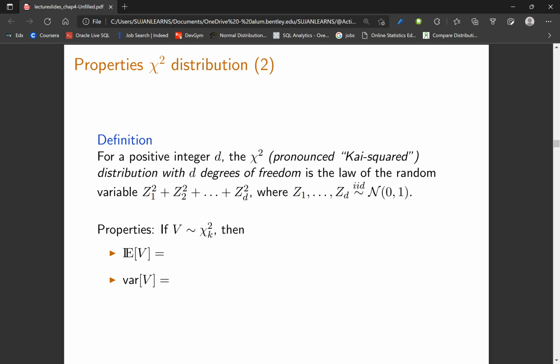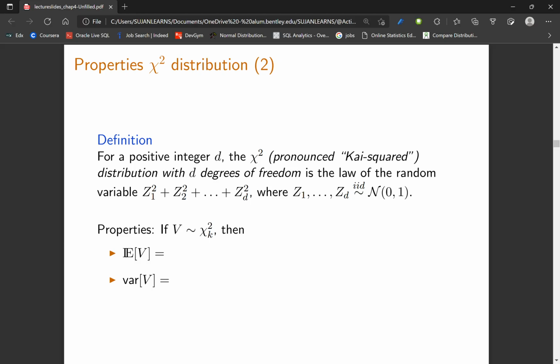Welcome back to our statistics learning session. Today, we'll be talking about properties of chi-square distribution. Last time, we talked about the definition of chi-square distribution.